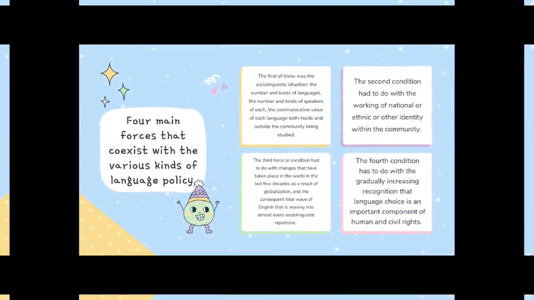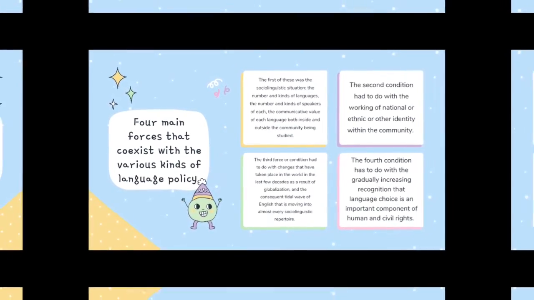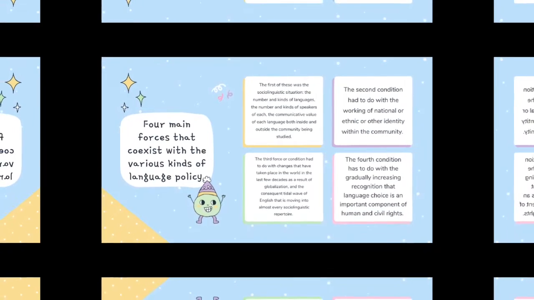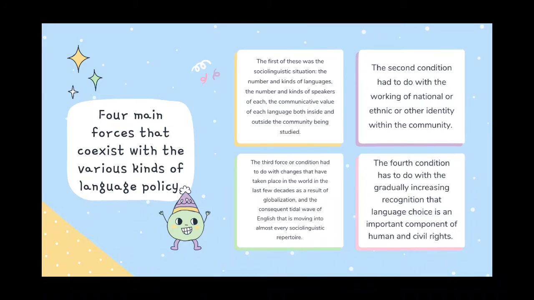The second condition had to do with the working of national or ethnic or other identity within the community. Schools are expected to teach a national language and citizens are expected to use it in public life. This unity can be countered by the identity values associated with the language used by the ethnic or religious subgroups of the country. Many are trying to have their language recognized in parallel with or instead of the national language.